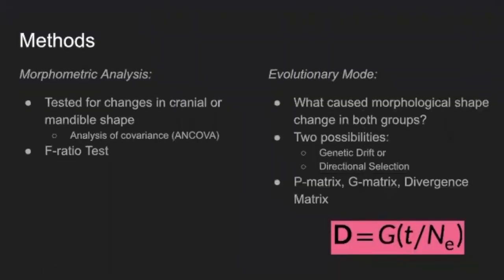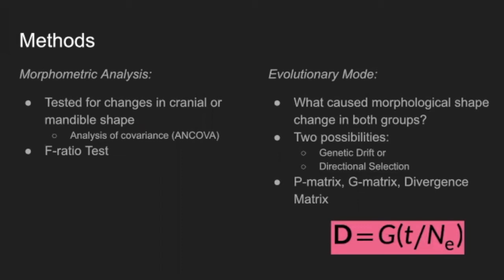Moving on to morphometric analysis. Here they tested for changes in the cranial or mandible shape in adult rats while controlling variation due to sex and size, and they did this with analysis of covariance, or ANCOVA. They also used an F ratio test as their means of statistical significance. This test was used because it tests the null hypothesis when 2 normal populations have the same variance. So the 2 populations being tested were quite similar, and that's why this type of test was handy. They also quantified shape variation, and they tested for change in size.